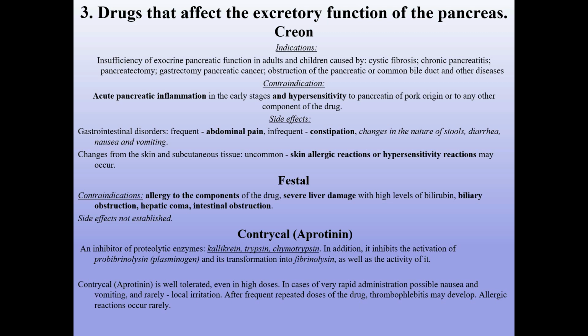And contrical or aprotinin, an inhibitor of proteolytic enzymes: kallikrein, trypsin, chymotrypsin. In addition, it inhibits the activation of plasminogen and its transformation into fibrinolysin, as well as the activity of it. Aprotinin is well tolerated even in high doses. In cases of very rapid administration, possible nausea and vomiting, and rarely local irritation. After frequent repeated doses of the drug, thrombophlebitis might develop. Allergic reactions occur rarely.